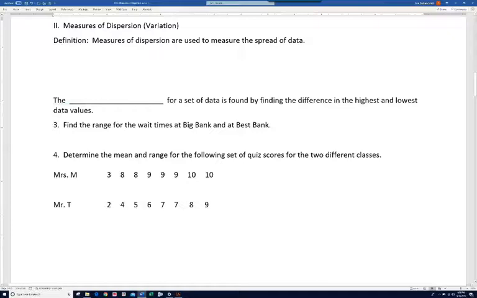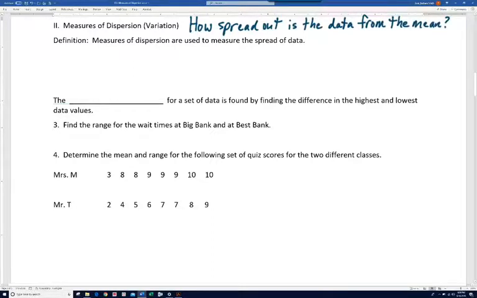So here it says, for definition, measures of dispersion are used to measure the spread of data. And so really, when we're finding measures of dispersion, we're answering this question here. How spread out or how spread apart is the data from the mean?